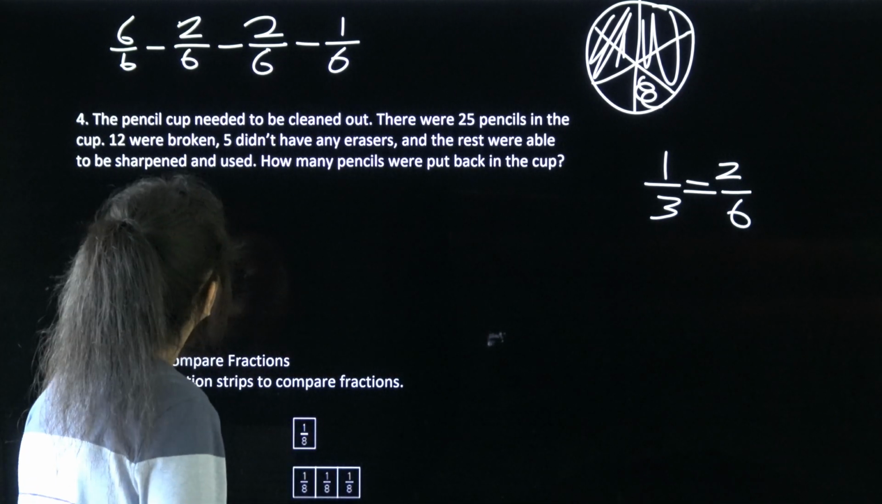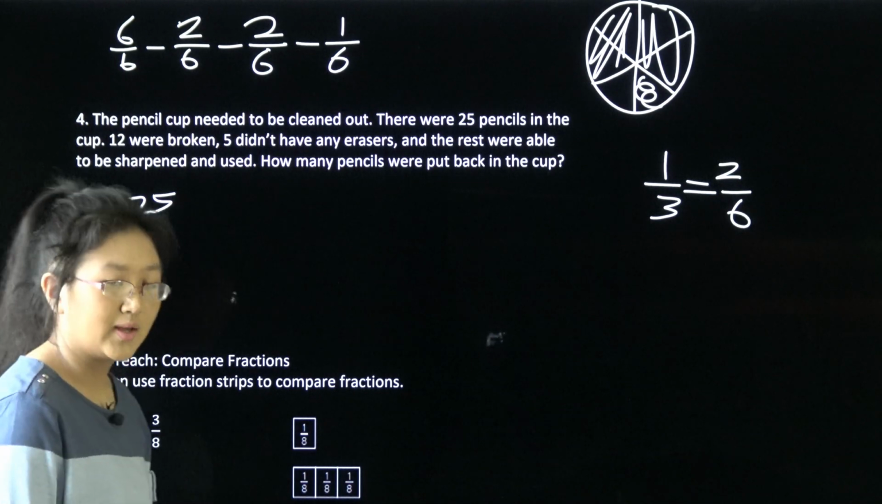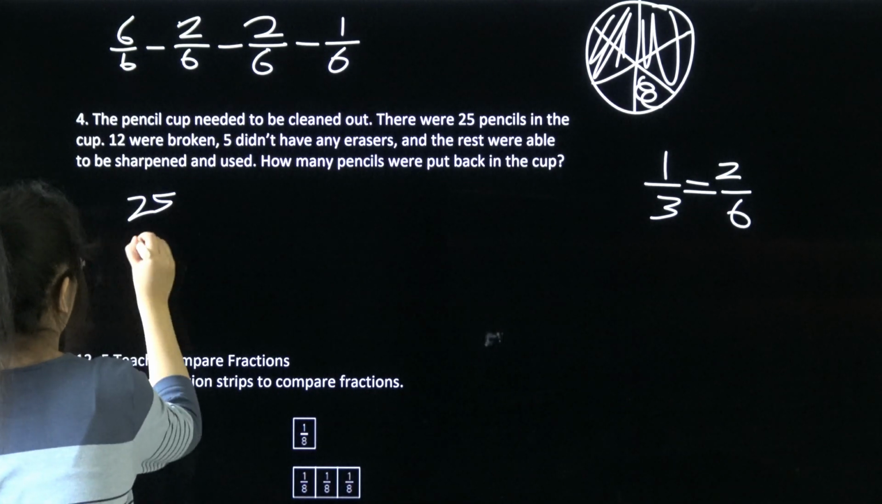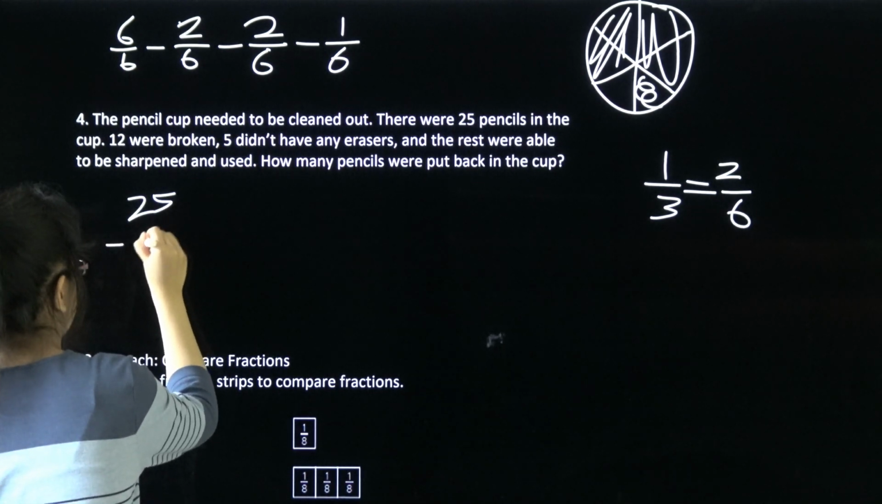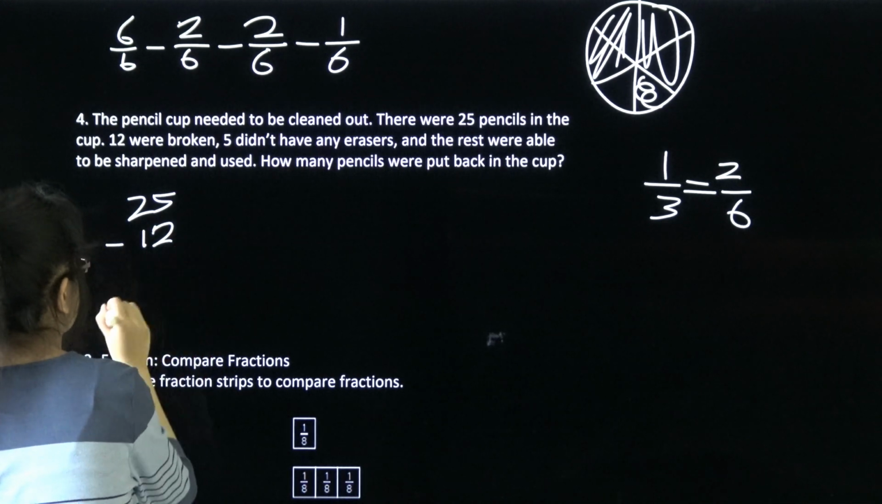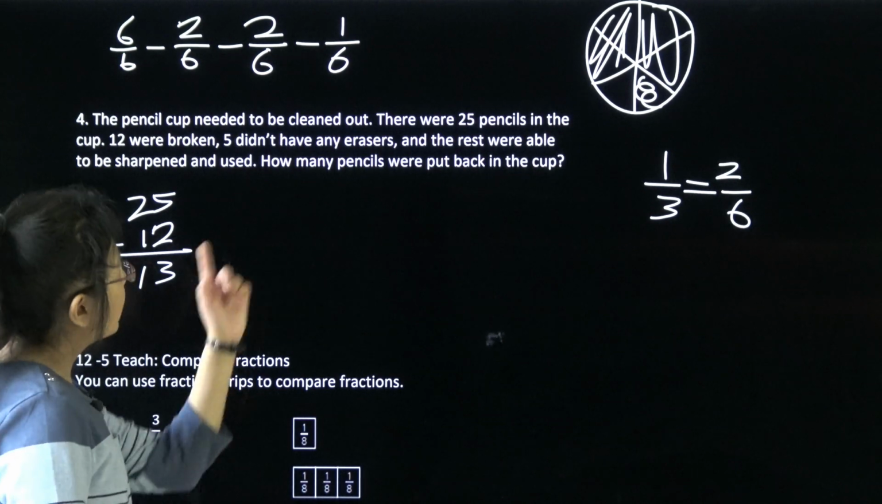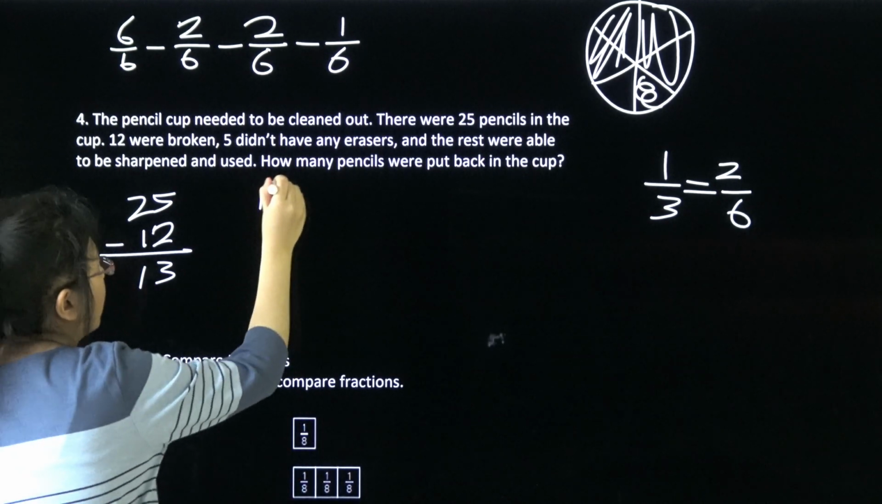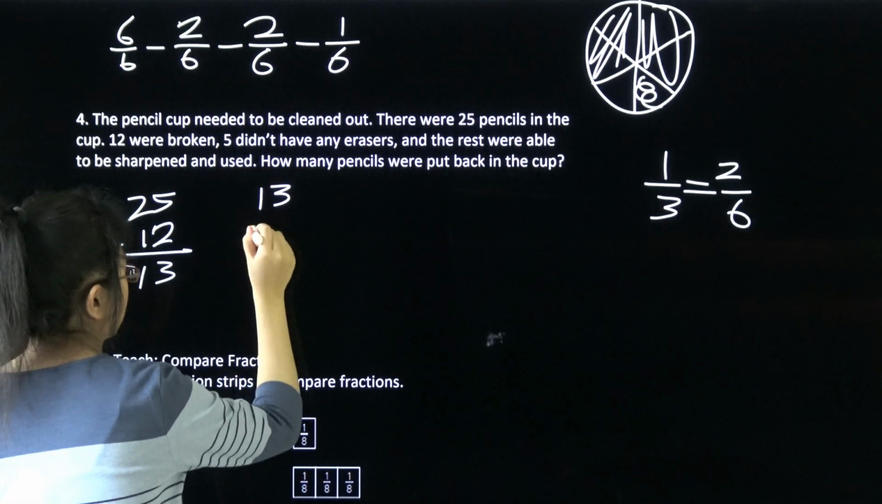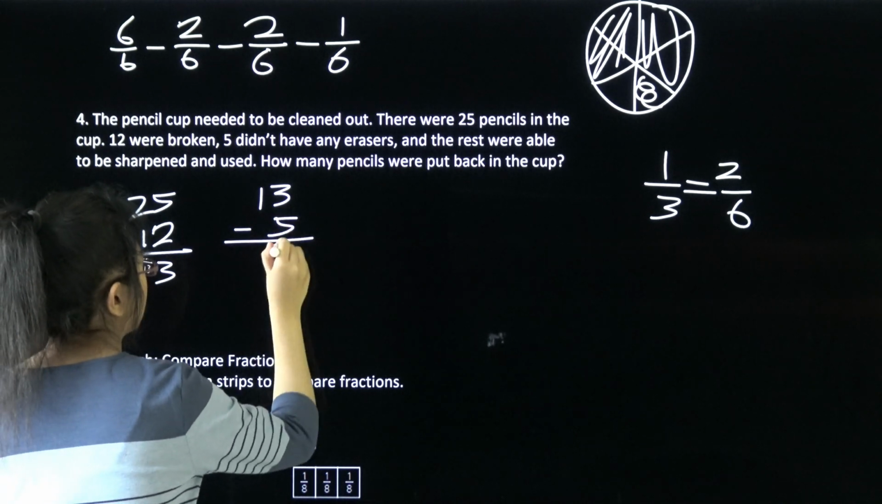So, 12 were broken. So we know that we can't use 12 of them. So that would be subtract 12. And that would equal 13. 5 didn't have any erasers. So we can't use another 5 of those 13. So 13 minus 5 equals 8.